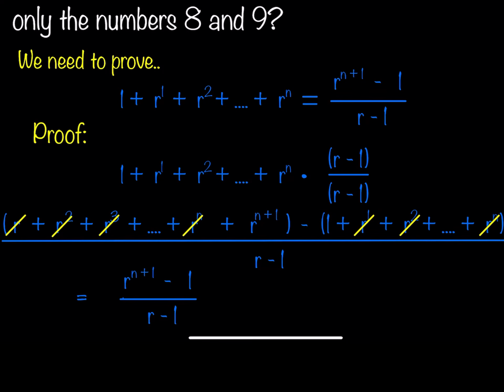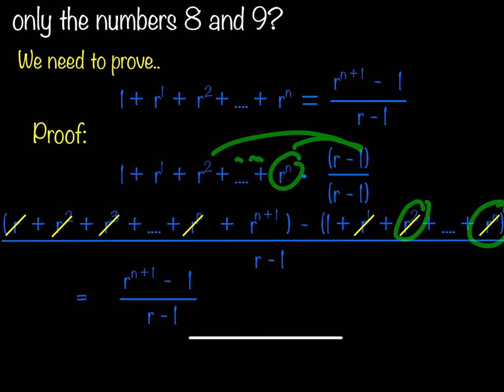And now I multiply 1 times r, and I get r. And I multiply r times r, and I get r squared. If I multiply r squared times r, I get r cubed. If I go all the way down to r to the n times r, I get r to the n plus 1. Okay, so that's the left-hand side. Now, what about the negative 1? If I bring the negative down and I multiply 1 times 1, I get 1. If I multiply r times 1, I get r. R squared times 1, r squared, all the way down to r to the n times 1, that's r to the n.